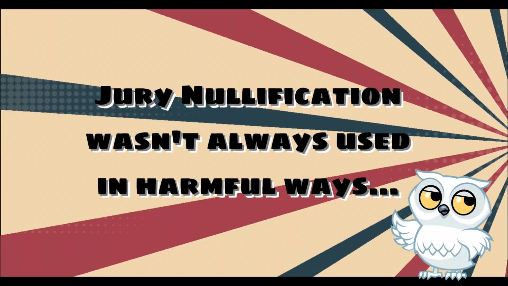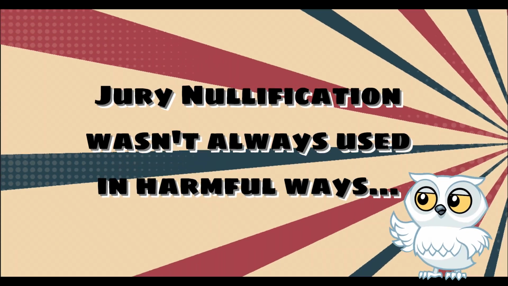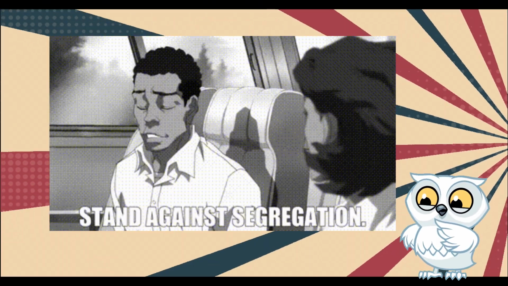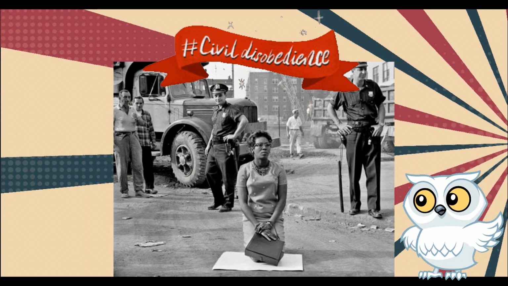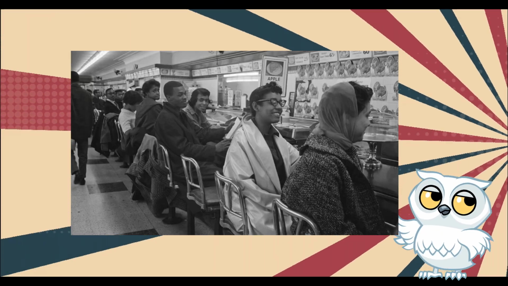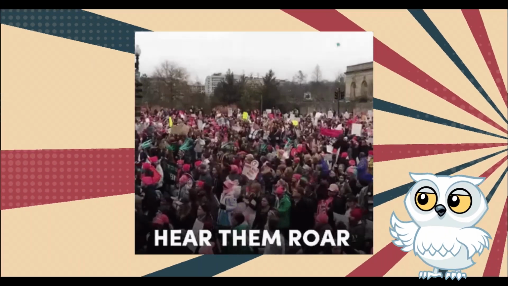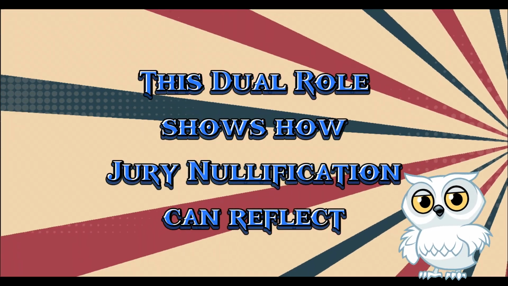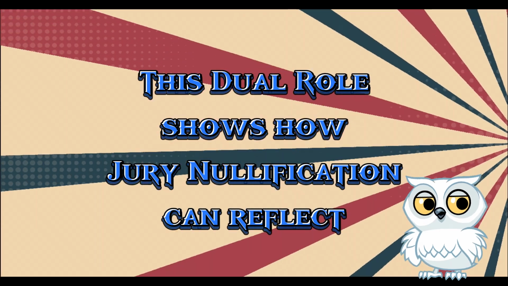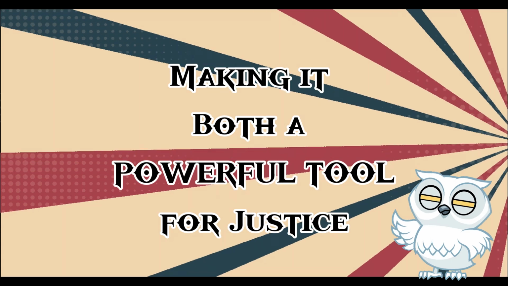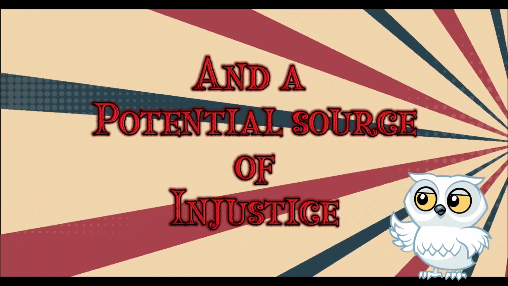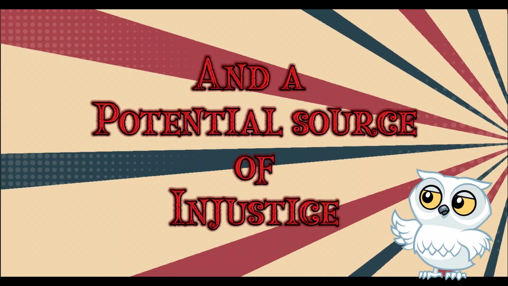However, jury nullification wasn't always used in harmful ways. In some cases, Northern juries used it to resist segregation laws or protect activists who were prosecuted for acts of civil disobedience, such as participating in sit-ins or protests. This dual role shows how jury nullification can reflect the values or prejudices of the community, making it both a powerful tool for justice and a potential source of injustice.